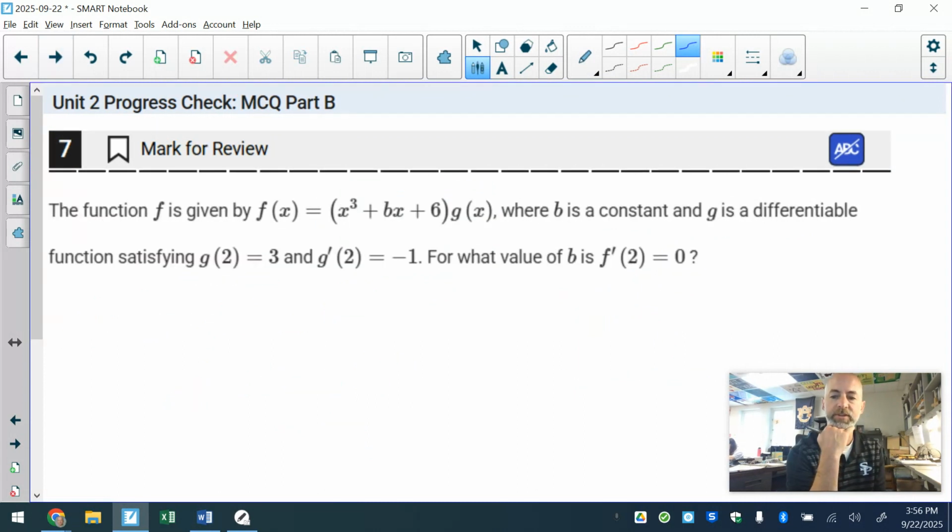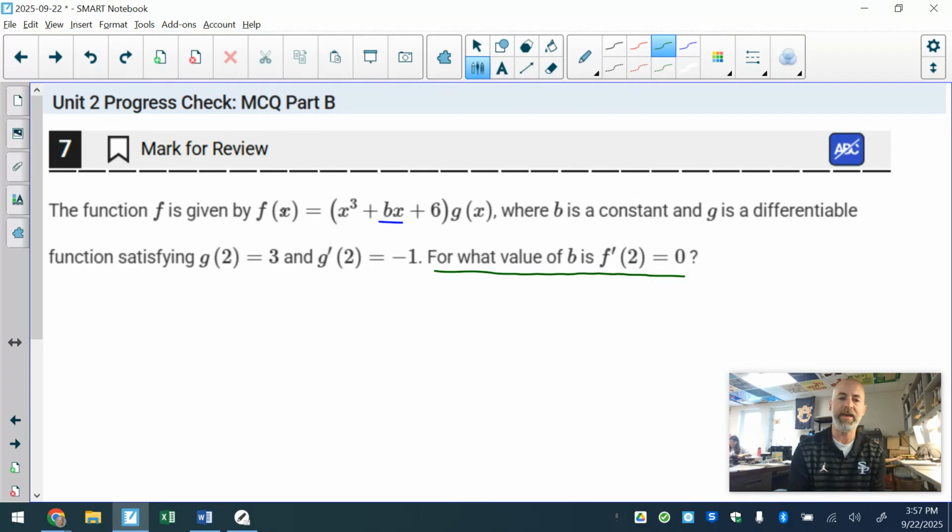So this is number 7 from the same Progress Check. So we have a function f. They have this weird little b of x, or b times x, in here, which sometimes throws people off. They do tell you b is a constant. g is some function. They give you g of 2, g prime of 2. Here's the question: for what value of b is f prime equal to 0?